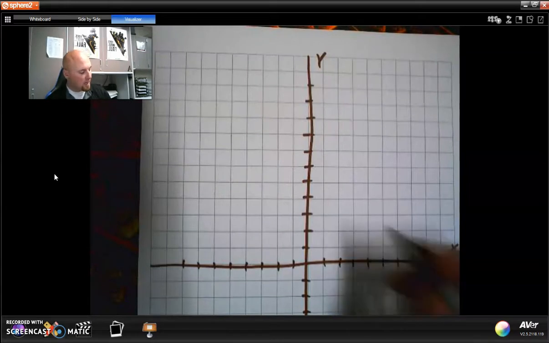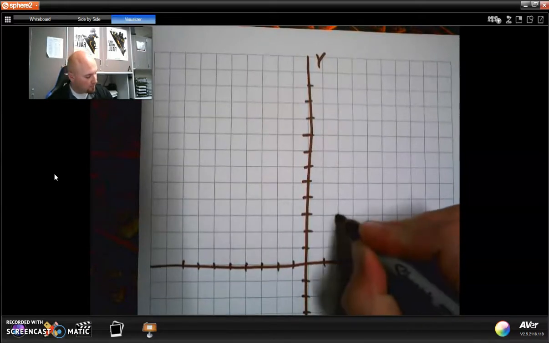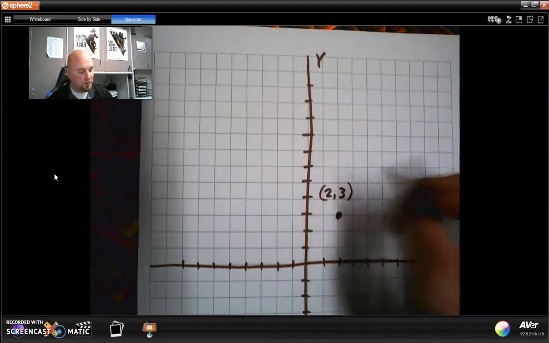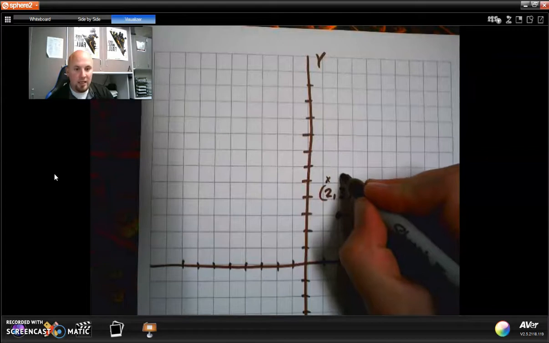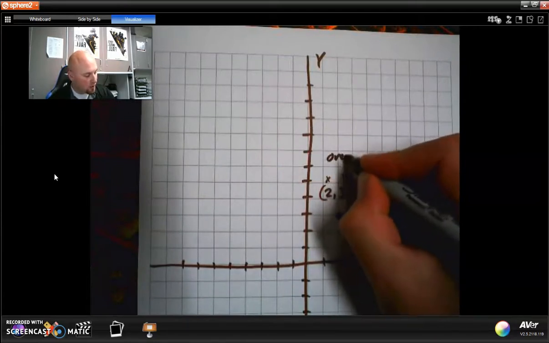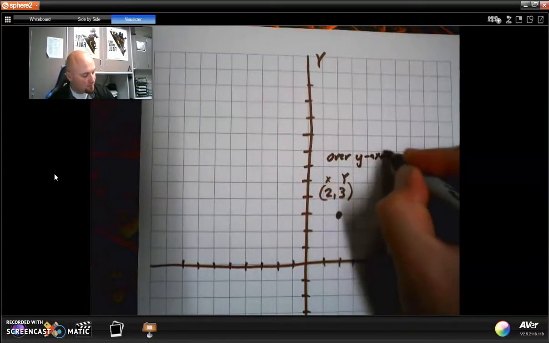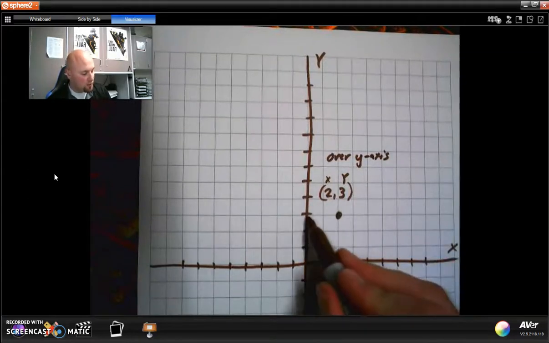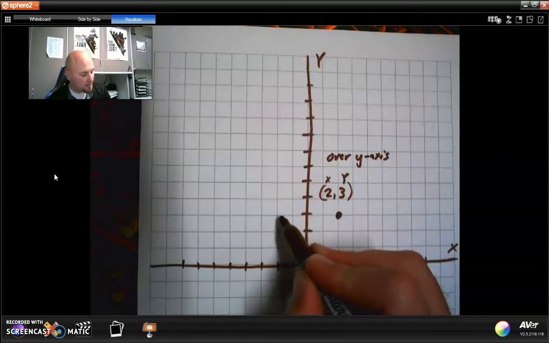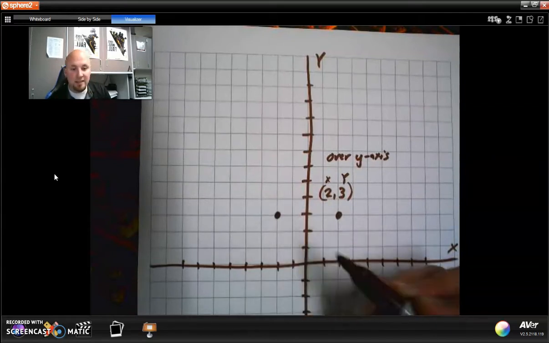So for example, let's say I have the point 2, 3. Now remember, 2 is my x-coordinate, 3 is my y-coordinate. So I go over 2, up 3 to plot that point. And I want to reflect it over the y-axis. Now, if it's 2 spaces away from the y-axis on the right, then it's going to go 2 spaces away from the y-axis on the left, and it's going to land right here at this dot.